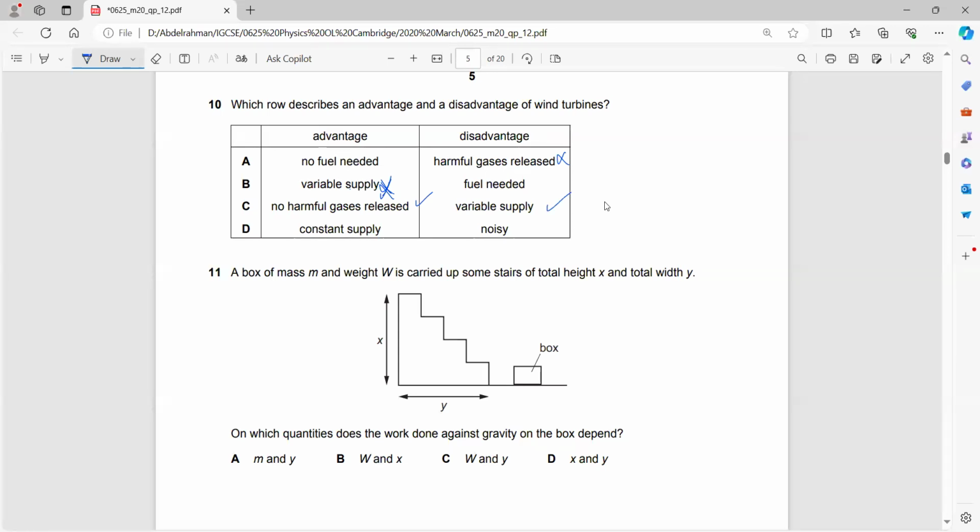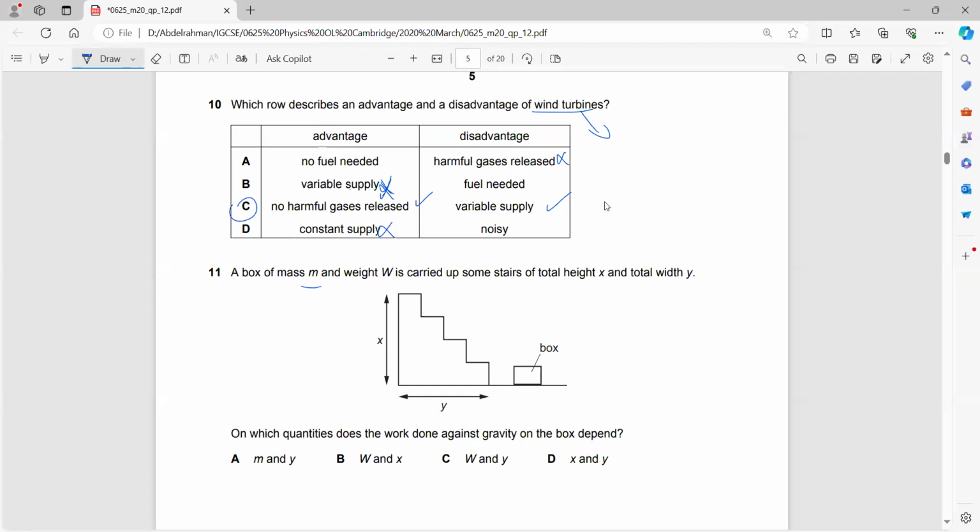This is correct. We know for a fact that wind turbines do not have a constant supply. Yes, they are a variable supply. They depend on the weather, they depend on the wind. The wind could increase or decrease on any given day. So it is a variable supply, and this is one of the disadvantages of the wind.